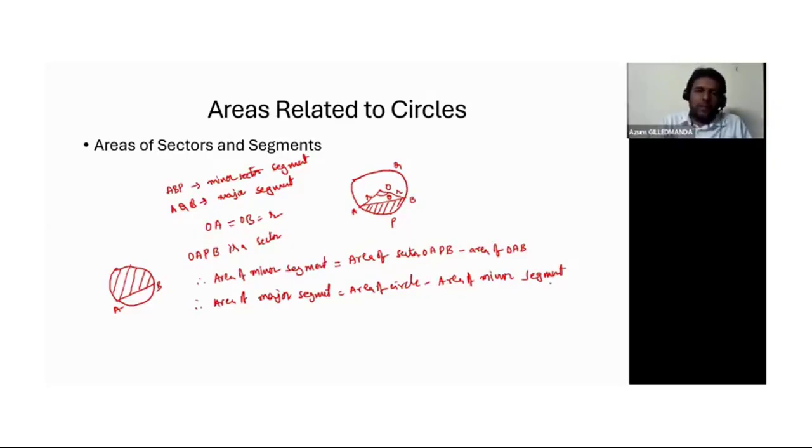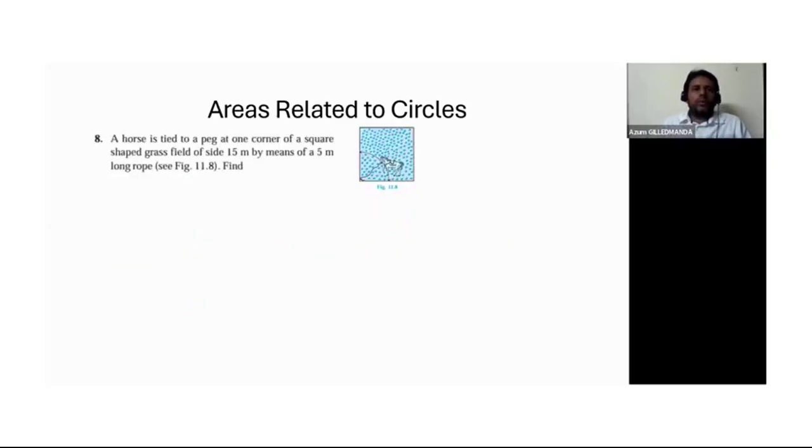Understood? Okay. Now let's look into a problem. Here problems can be a little tricky, right? So don't panic. Just try to understand how to apply the knowledge that we have learned. We know the area of the segment and perimeter of the segment, as well as area of sector and perimeter of sector. Now let's look at this problem.